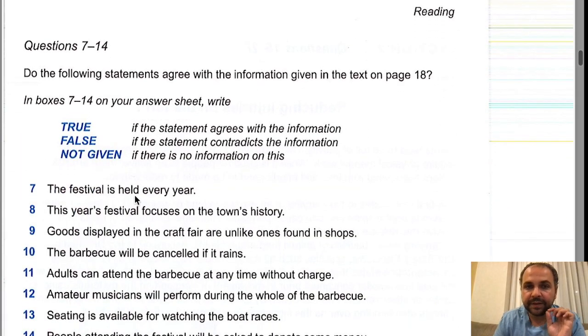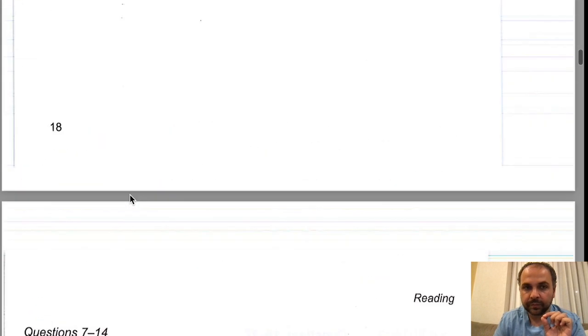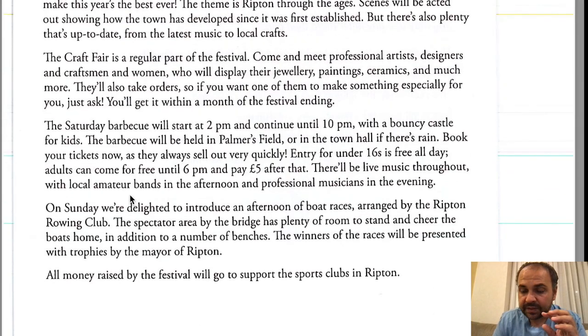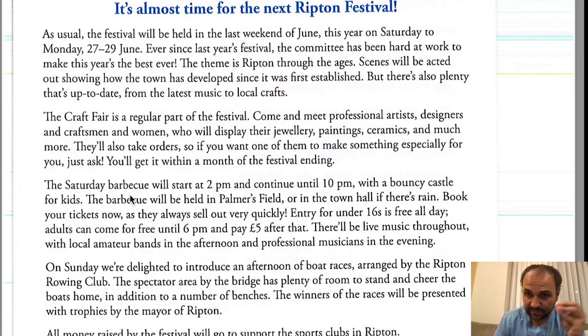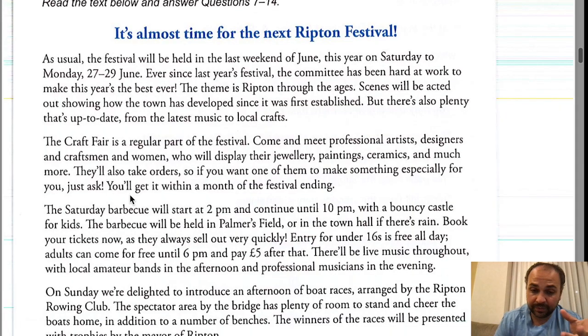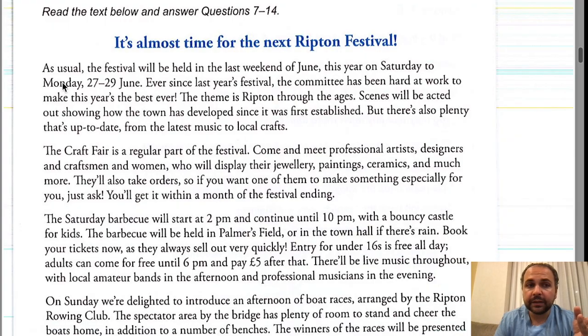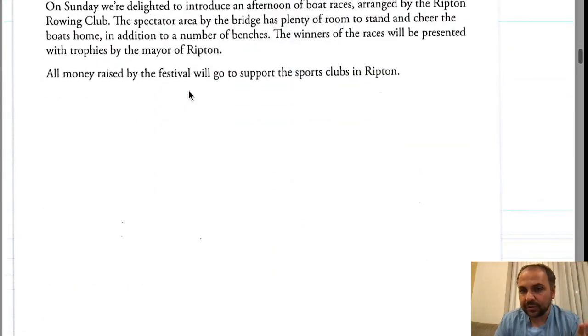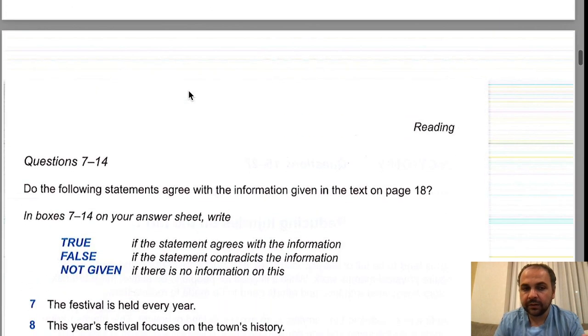Number 7, the festival is held every year. Now we need to find the same sentence, or the same sentence but with wrong information, or maybe there is nothing mentioned about it being held annually, right? And we can clearly see here, as usual, the festival will be held in the last weekend of June. So as usual, and ever since last year's festival. So we can clearly see that yes, the information is true, so it's held every year.